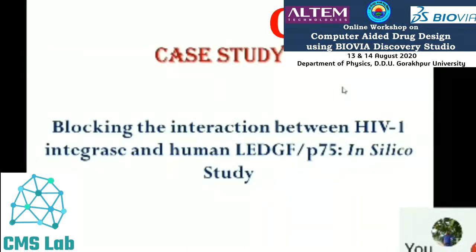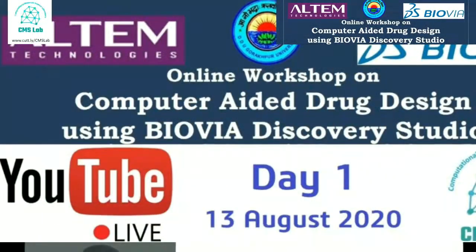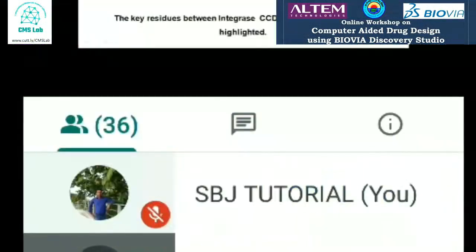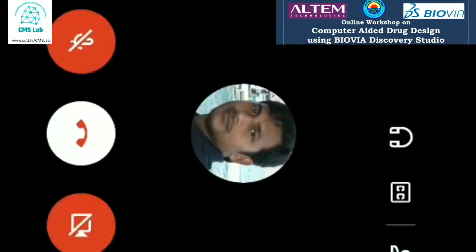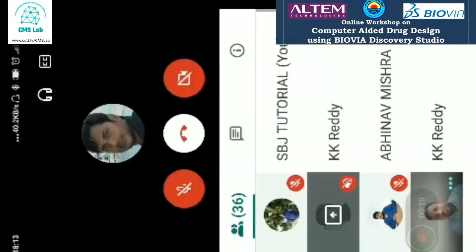Now I'm going to talk about case study 2, where we have used structure-based drug design. Here we are talking about blocking the interaction between HIV-1 integrase and human LEDGF, so that you can easily understand. It has the key residues in the binding interface for the integrase and LEDGF. These are the key residues at the interface. We try to use this information for structure-based drug discovery. I'll tell you how we use this information for structure-based virtual screening.